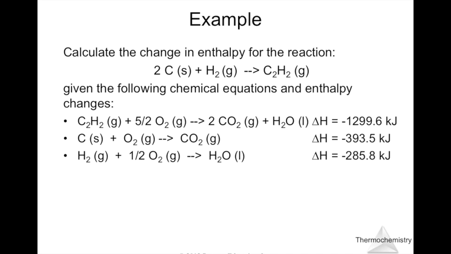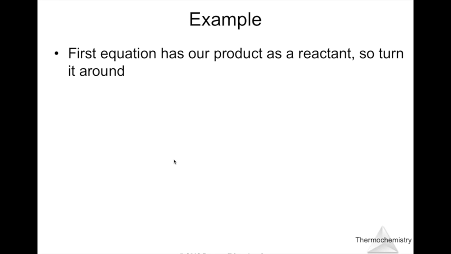All right, so an example. Calculate the change in enthalpy for this reaction. So we've got 2C plus H2 yields C2H2. And we have the following equations and their enthalpy values. So we can use these in Hess's law to figure out our delta H for this reaction. Even though we don't have our delta H for this reaction, we've got all these component reactions that we can use. So how do we do that?